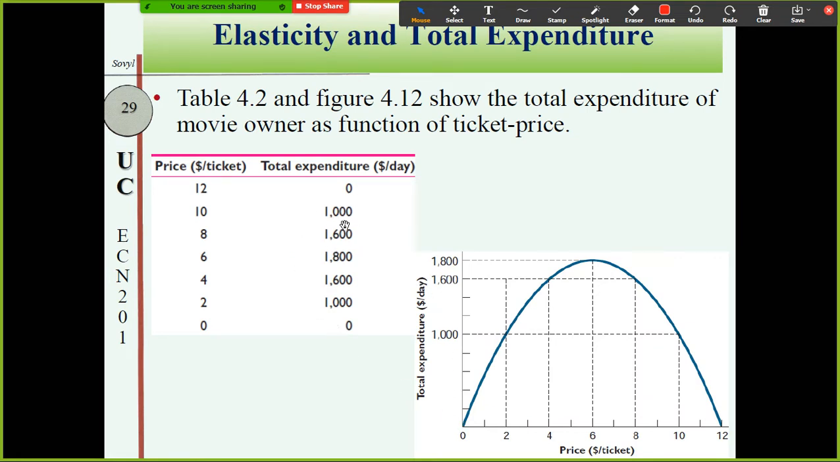That's why when we convert this table into a graph, this is the total expenditure graph. So it goes up to the midpoint price. The midpoint price is the maximum total expenditure or maximum total revenue. If at the midpoint price the price continues to go up, total expenditure or total revenue goes down. Okay. So this is a table that shows the relationship between price, the change in price and the change in total revenue or total expenditure, and this is a graph.